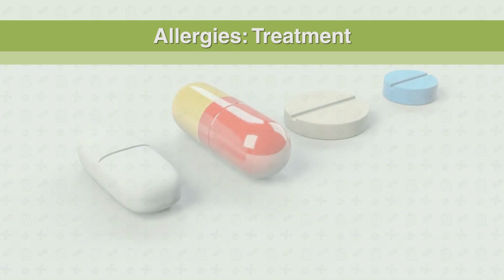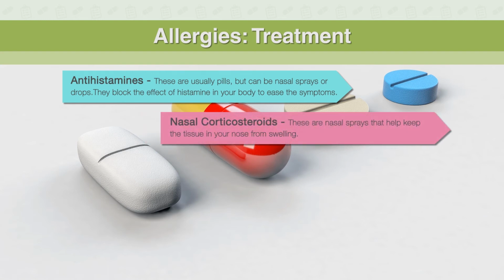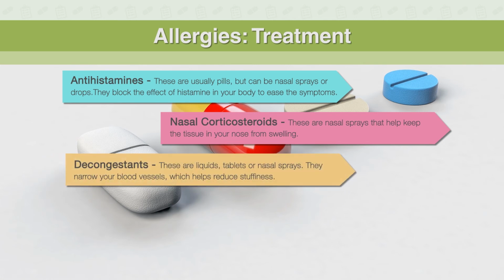Some common medicines include antihistamines. These are usually pills but can be nasal sprays or drops. They block the effect of histamine in your body to ease the symptoms. Nasal corticosteroids. These are nasal sprays that help keep the tissue in your nose from swelling. Decongestants. These are liquids, tablets, or nasal sprays. They narrow your blood vessels, which helps reduce stuffiness.